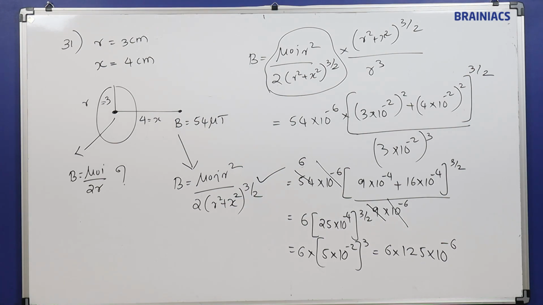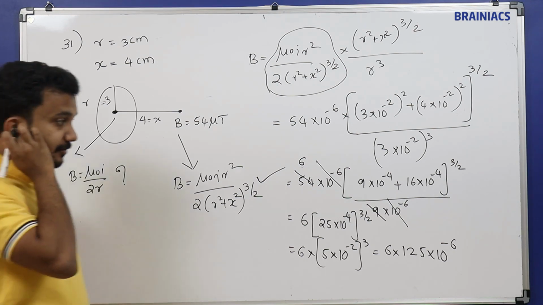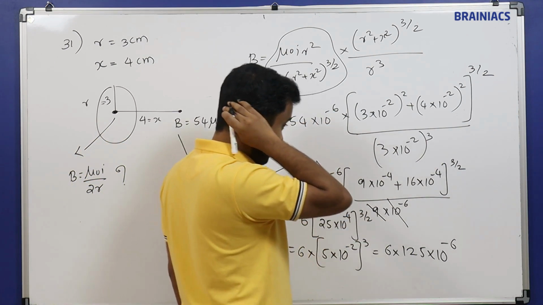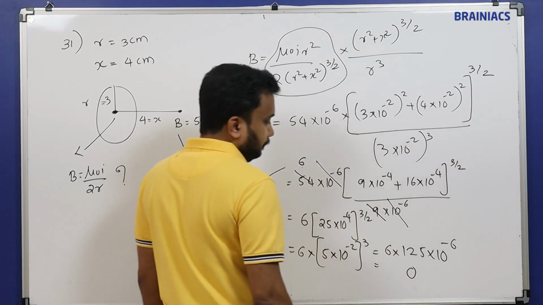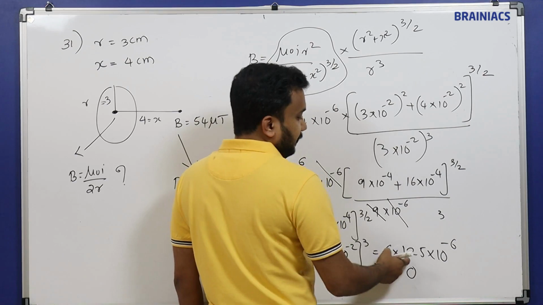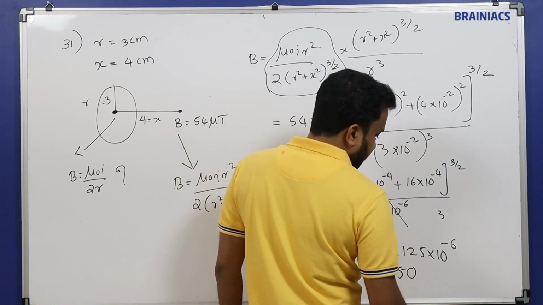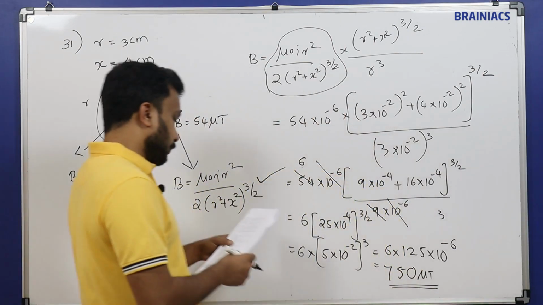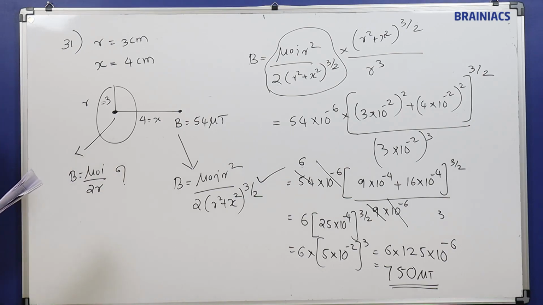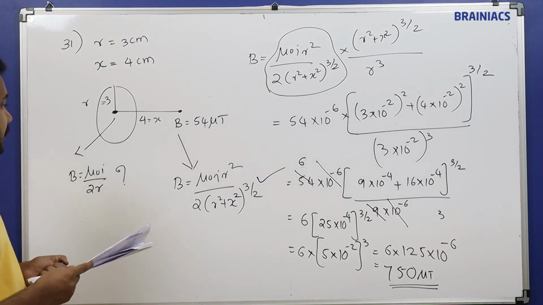So 125, minus 2, minus 2, 3 by 2. How much should it come? 125. So let's multiply 6 into 125. 6 into 12, 6 into 2 is 12, 12 plus 15, balance 1, 750 microtesla. It's not there in the options, right? 750 microtesla. Let me revisit this one, whether I made any mistakes over here.